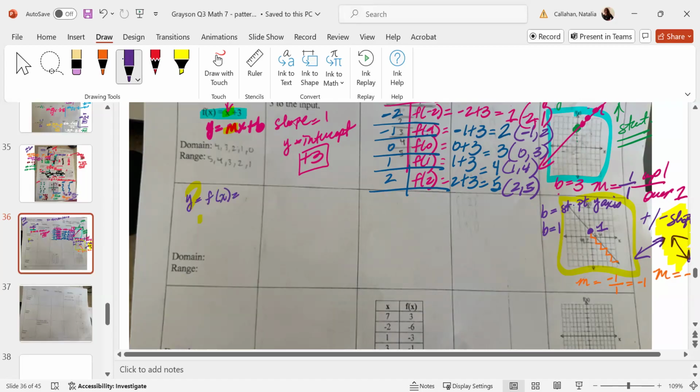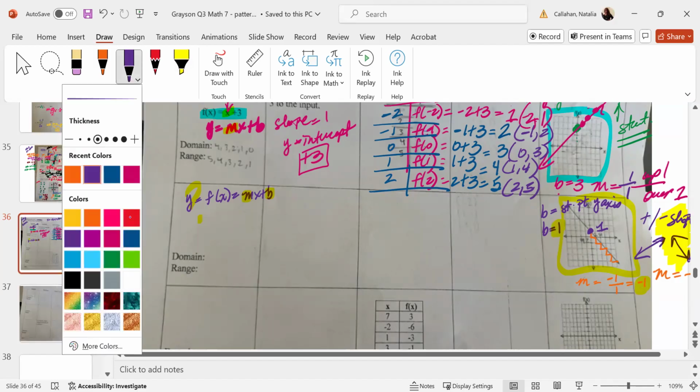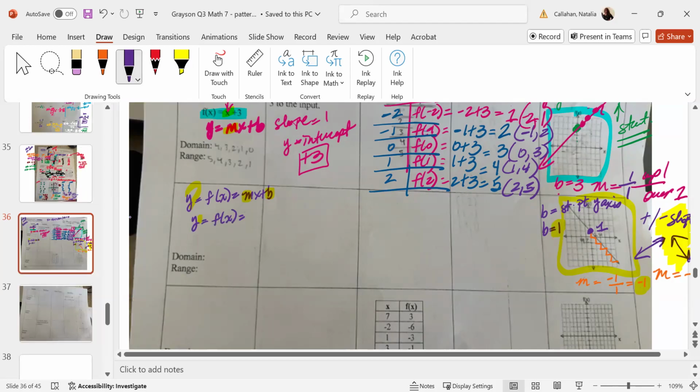Now that you have B and now that you have M, you know your equation, which is y equals, which is f of x, is equal to mx plus b. If you have M and you have B, then you have your equation. Do I have my M from this graph? -1. Do I have B from this graph? It's +1. So my equation here is going to be y, which is f of x, is equal to 1x, or -1, because it's a negative slope. So -1x plus 1. That's your equation. F of x equals -1x plus 1.